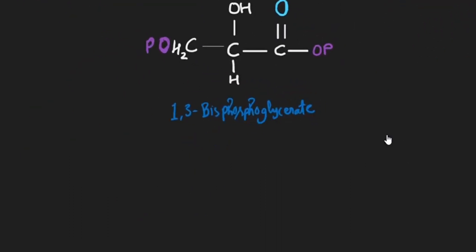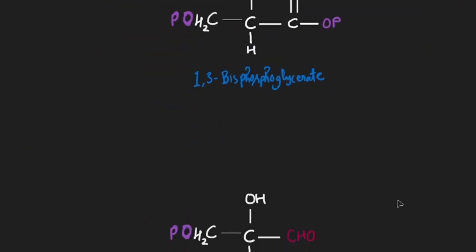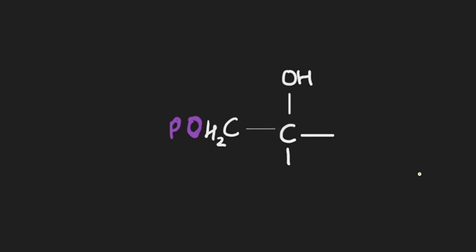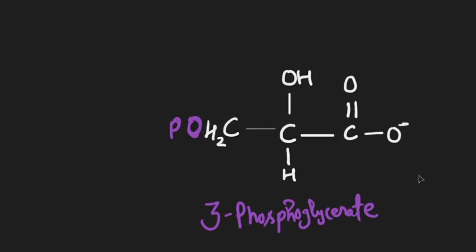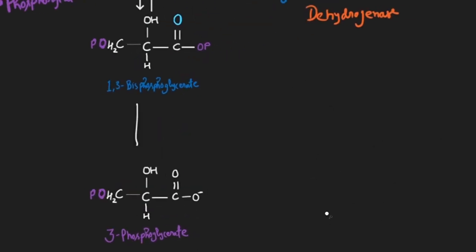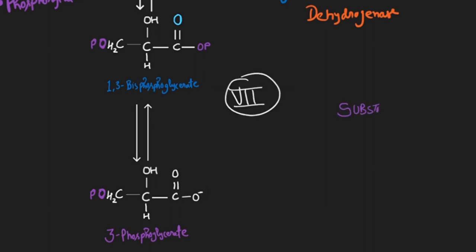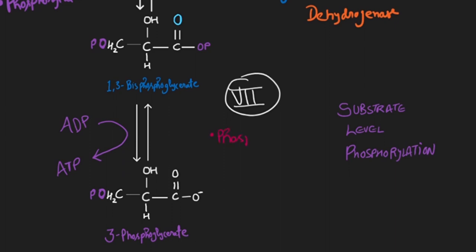Moving on to the next step, where 1,3-BPG or 1,3-bisphosphoglycerate is now converted into 3-phosphoglycerate. Now, 3-phosphoglycerate, by looking at the molecules, you can understand that there is a dephosphorylation here. That means phosphate group is removed, and that is taken up by ATP in the second step of this process, which is substrate level phosphorylation, as shown in this picture. This is an irreversible process. This process is catalyzed by another enzyme, which is phosphoglycerate kinase.